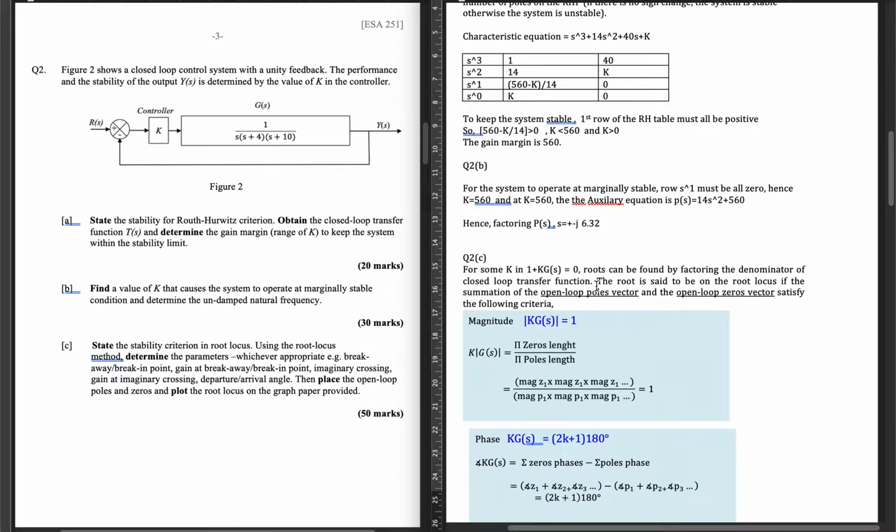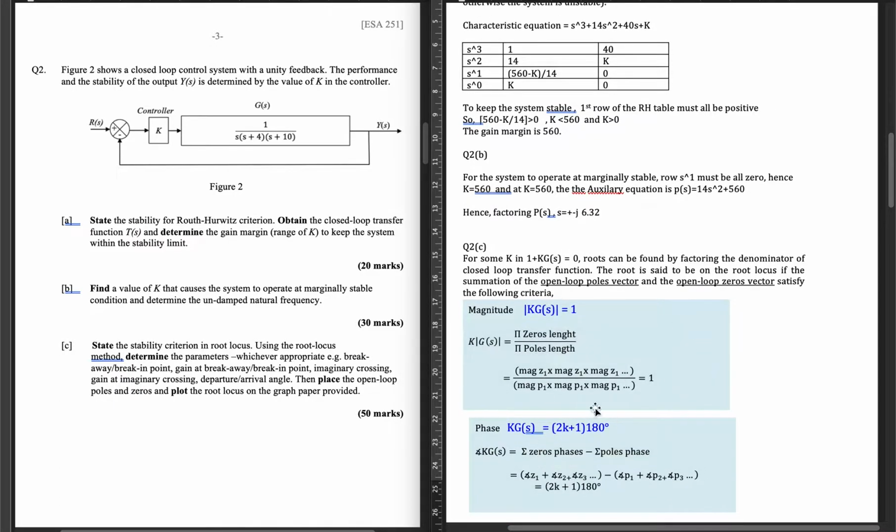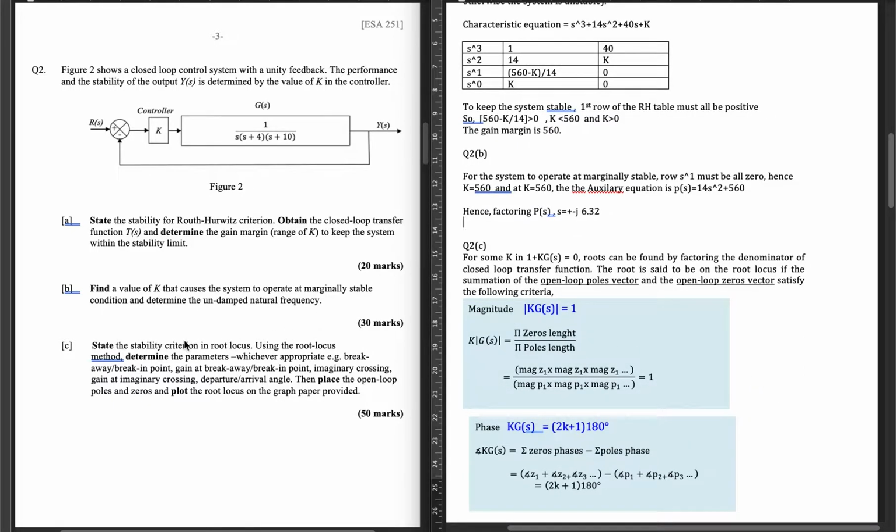It says that a root is said to be on the root locus if the summation of the open loop poles vector and the open loop zeros vector satisfy the following criteria. That is the stability criterion for root locus. Then we have all these equations here. Using the root locus method, determine the parameters, whichever is appropriate.